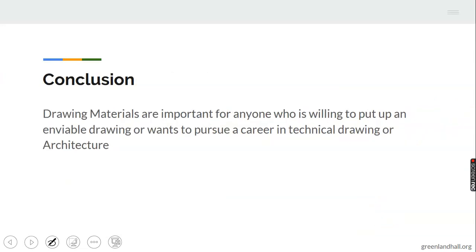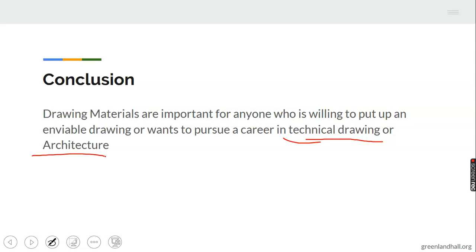Now, in conclusion, drawing materials are important for anyone who is willing to put up an enviable drawing or wants to pursue a career in technical drawing or architecture. If you want to go into architectural design or pursue a career in technical drawing, you have to make use of all your drawing materials and equipment very well. You have to understand them, know them very well, and be able to use them.